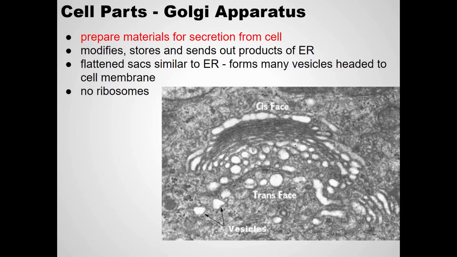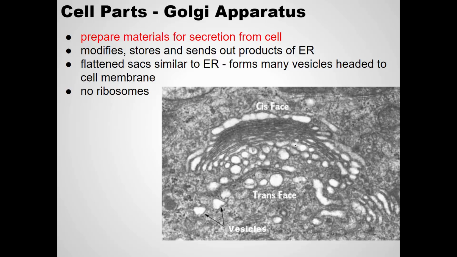So it looks like a flat stack of discs, and it has sort of two sides. One side faces the ER. That's called the cis face. So materials from the ER come to the Golgi apparatus from this side. And then there's these series of tubes. The other face, which is sort of the outside of the cell, is called the trans face.